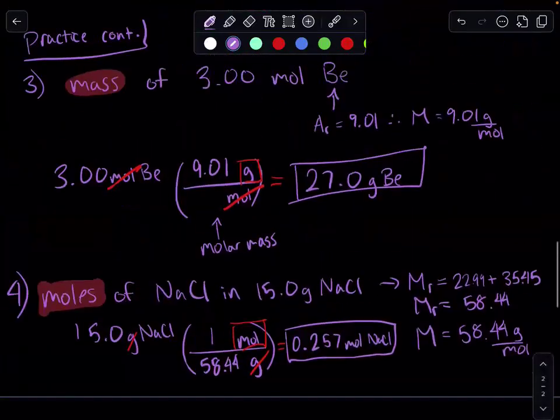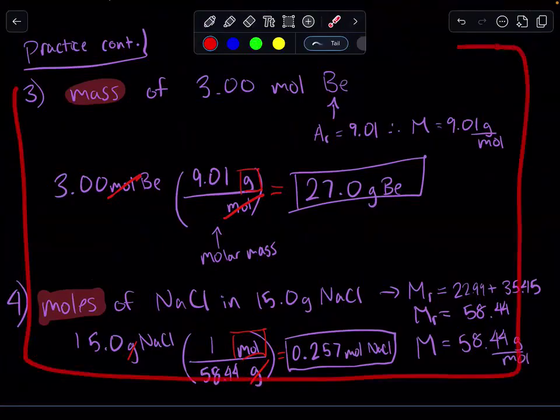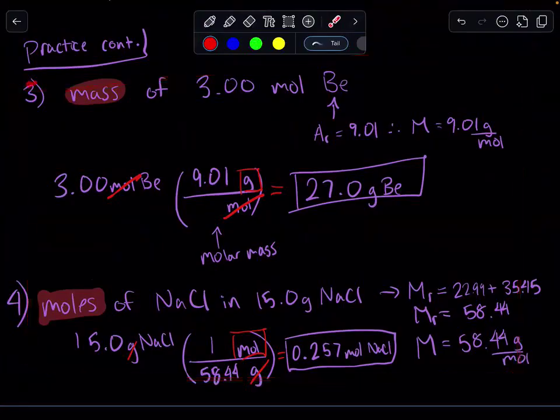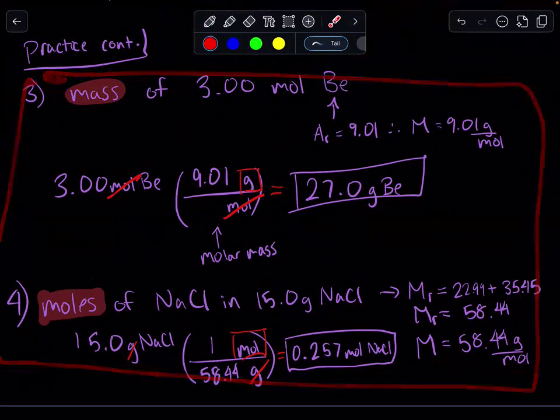All right, the last thing that you need to be able to do. By the way, before I go any further, this right here, converting from mass to moles and moles to mass, this is it. This is where everything quantifiable in chemistry comes from. This is the number one skill you need to be able to do.